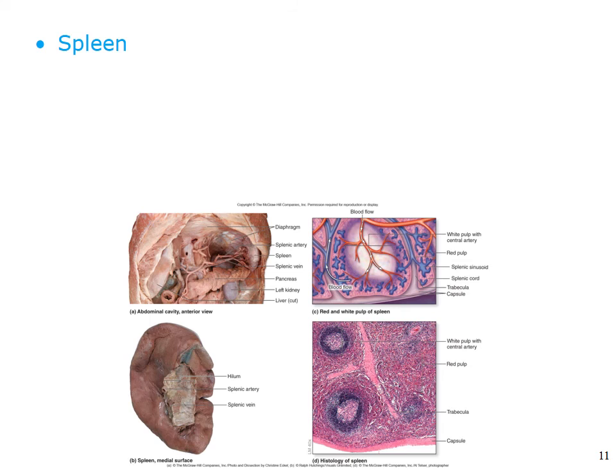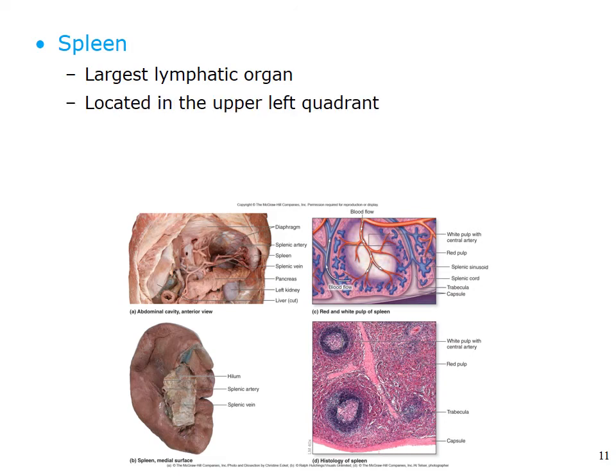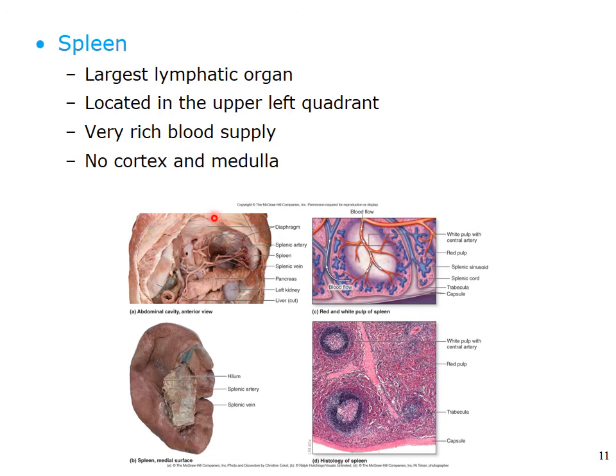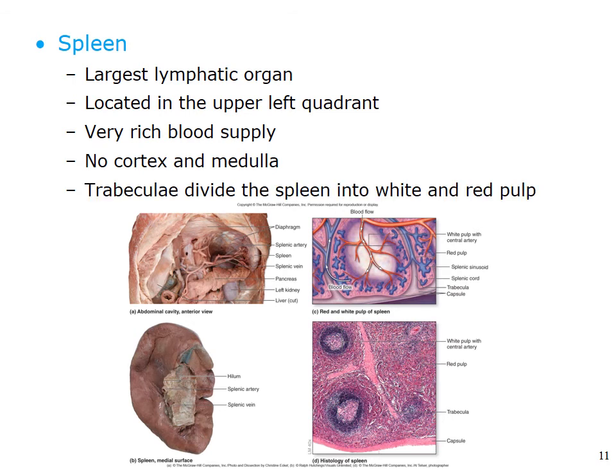Okay, the next of the secondary lymph structures is a structure called the spleen. The spleen is the largest lymphatic organ. It's located, as we pointed out before, in the upper left quadrant. It has a very, very rich blood supply. There is no cortex and medulla, so it's different now from a lymph node, but we'll see that there are some similarities.